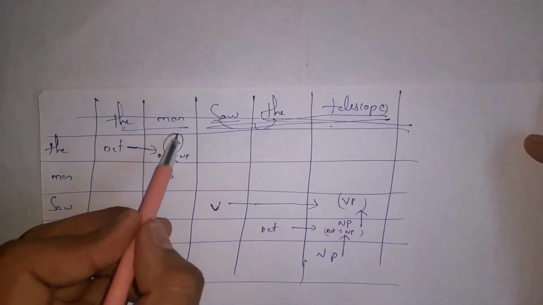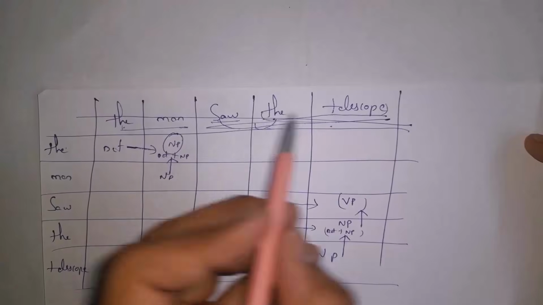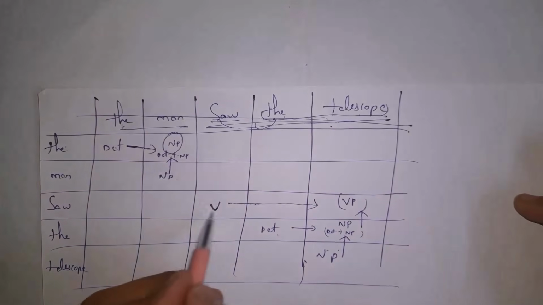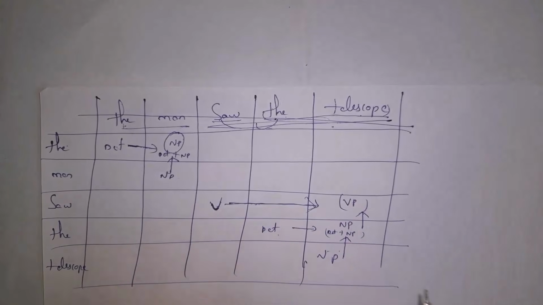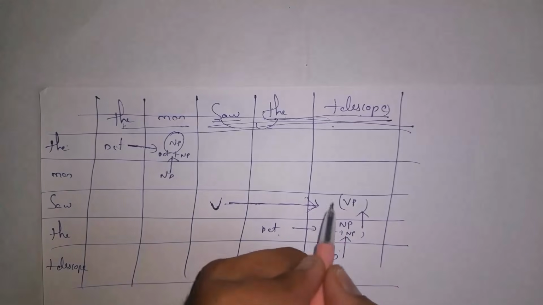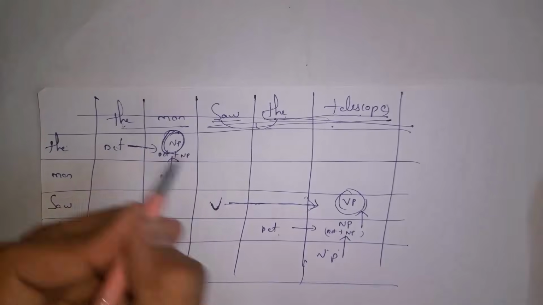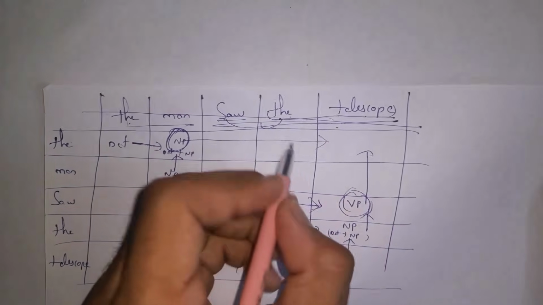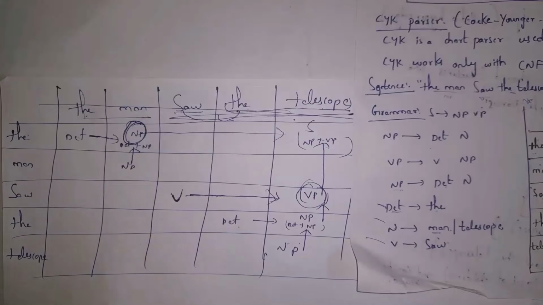So the noun phrase contains the man, we combine both. The verb phrase contains the telescope, we combine the telescope plus saw. Saw is verb, so combining saw, verb, plus noun phrase, we consider this as verb phrase. Now we'll consider the sentence. The sentence contains noun phrase and verb phrase, so we combine noun phrase and verb phrase and consider it as sentence. So simply by checking these grammar rules, we can create the diagram.